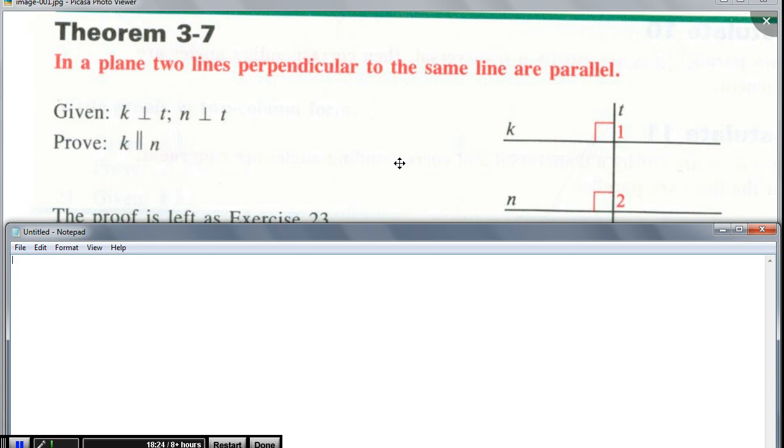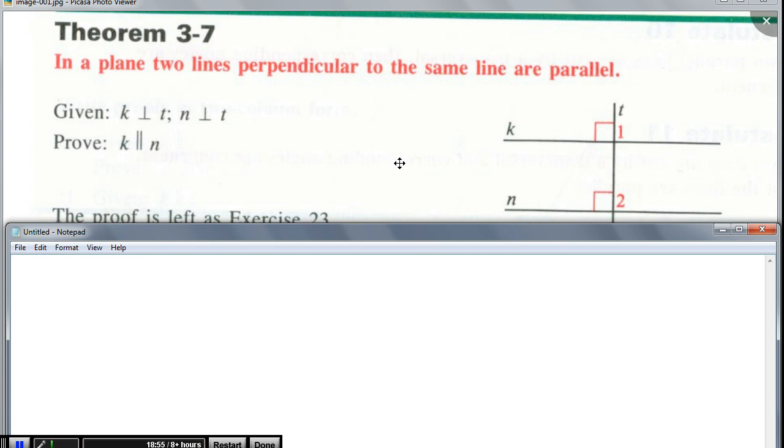And take a look at this picture. That's a hint because they don't label every angle here, do they? But they have angle 1 and 2. How is it that we could show that K and N are parallel, if K is perpendicular to T and N is perpendicular to T? What can you say about angle 1 and 2? Supplementary. Okay, what is the measurement of angle 1?